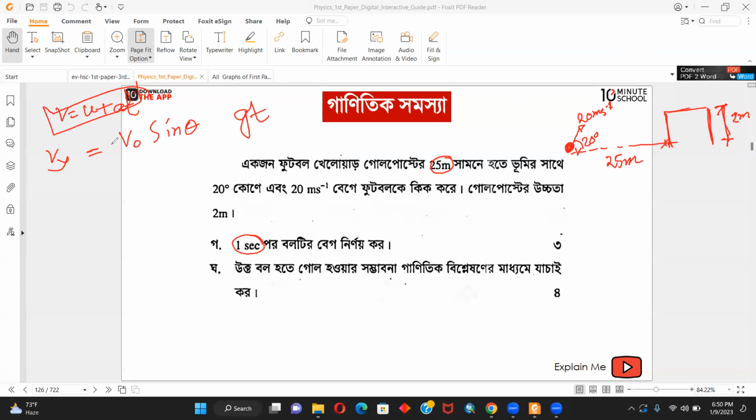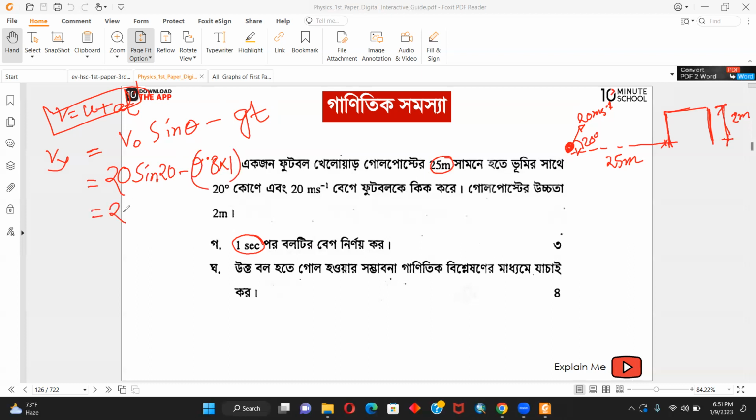Understand my point? Yes. It is minus because g is going in the downwards direction and v0 is going upwards. So v0 is 20 times sine 20, minus 9.8 times 1. 20 sine 20 is 6.84, minus 9.8. So it is minus 2.96, right?